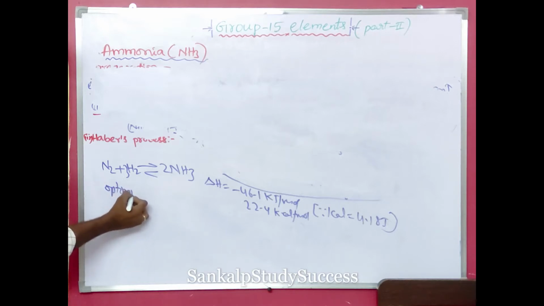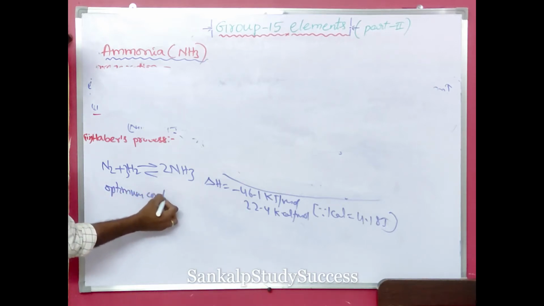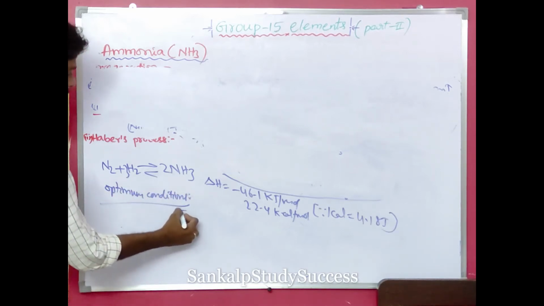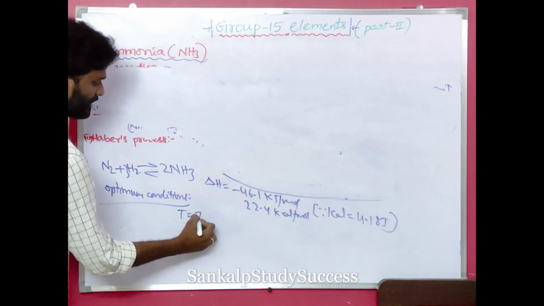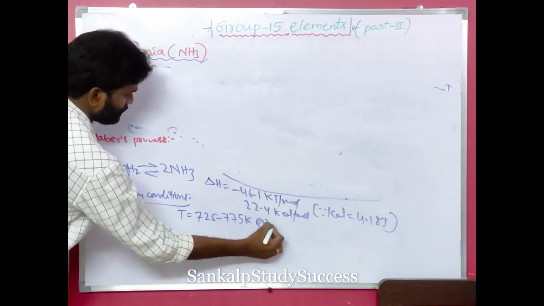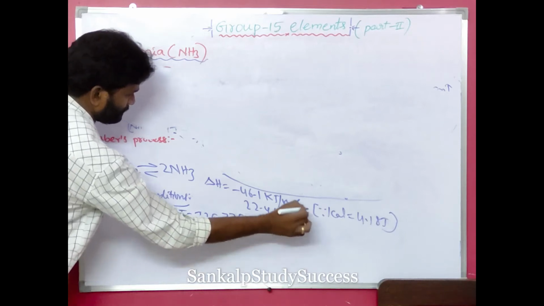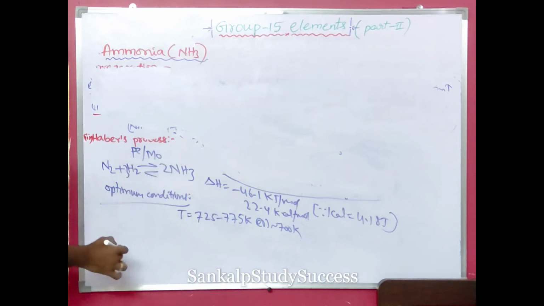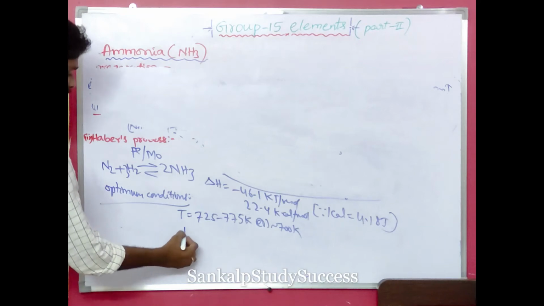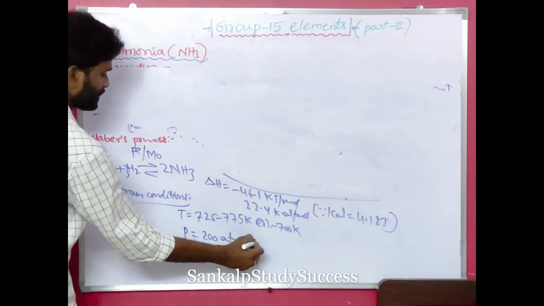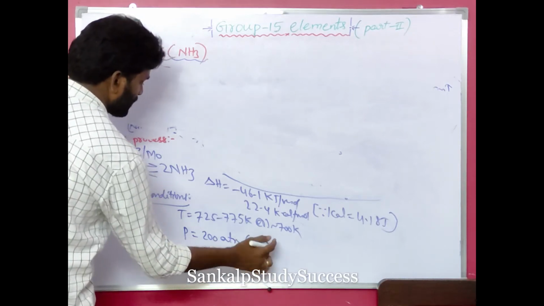So what are the optimum conditions according to Le Chatelier's principle? The temperature is 725 to 775 Kelvin, or approximately 700 Kelvin. The catalyst is iron with molybdenum, and the pressure is 200 atmospheres, also written as 20 megapascal.